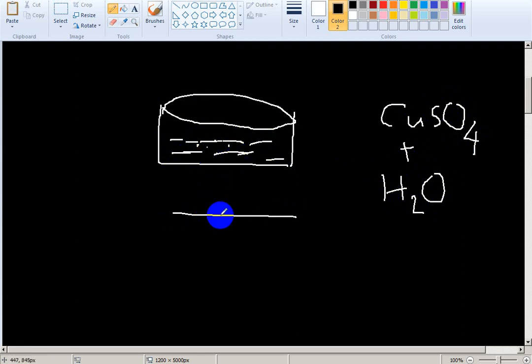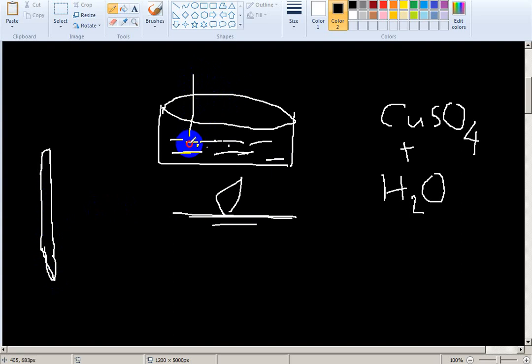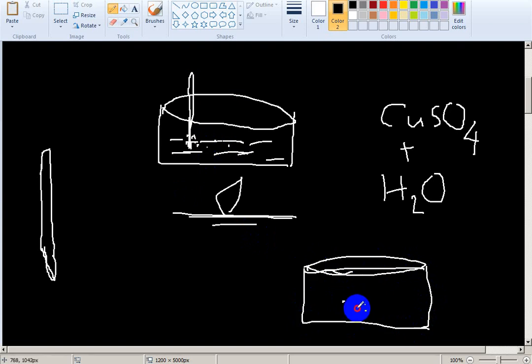Then we heat these things. After that we test whether the saturated solution is formed by the glass rod. After some heating, we dip the glass rod. If we see some crystals formed on the glass rod, we stop heating. Then we take this solution to a cool place and crystals will form at the bottom.